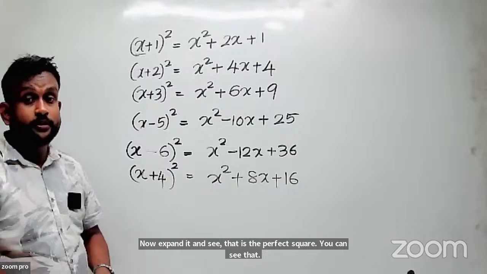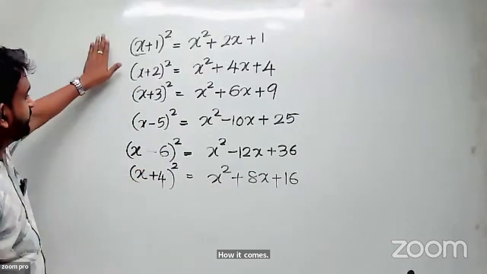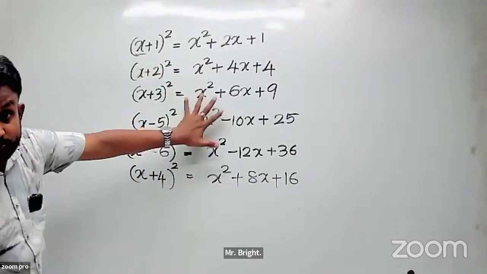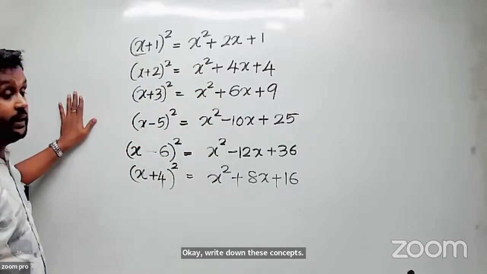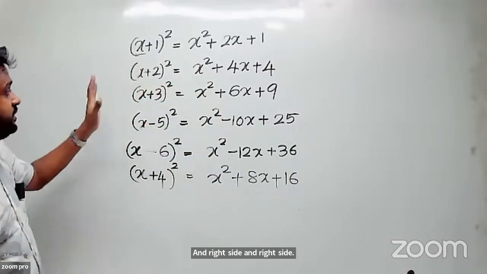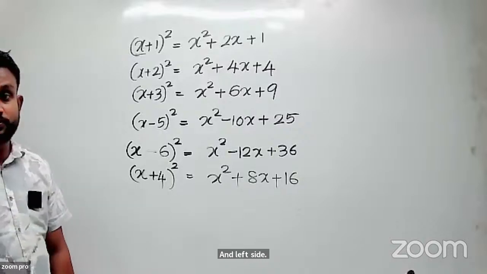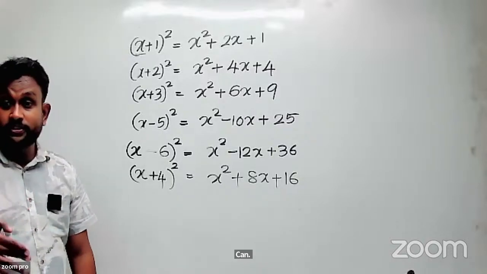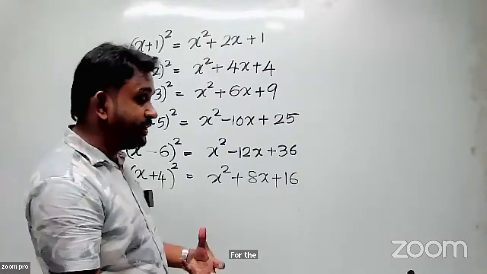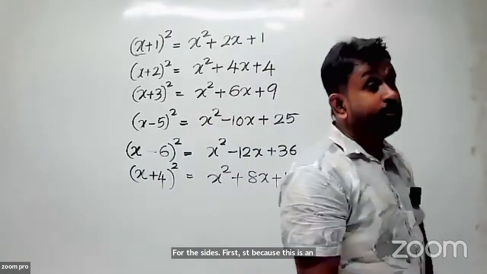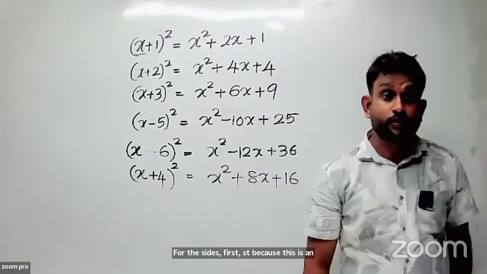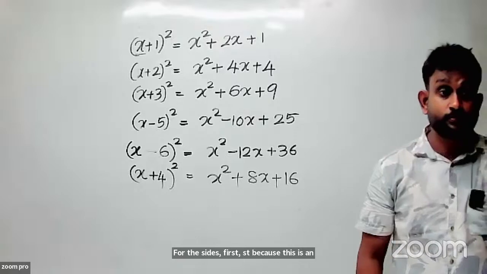Write down these concepts, perfect squares, the right side and the left side. You can convert both sides first, because this is the understanding of how to write a given expression as a perfect square. Quickly write it down.